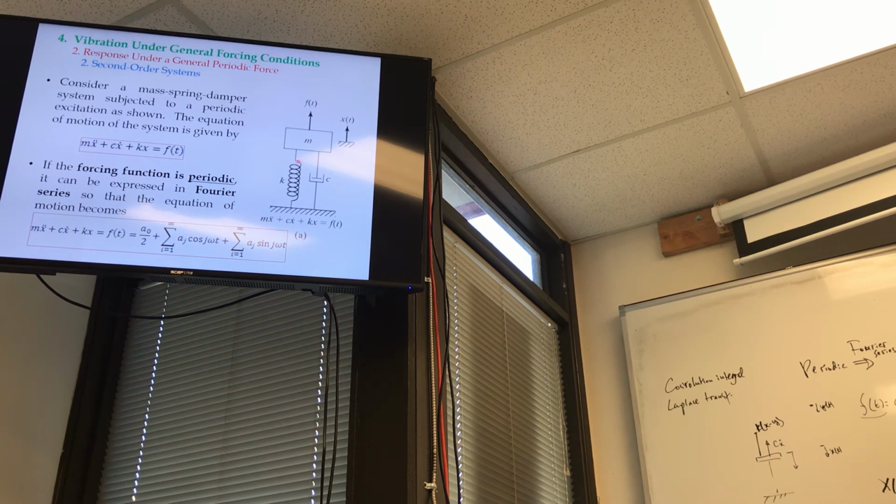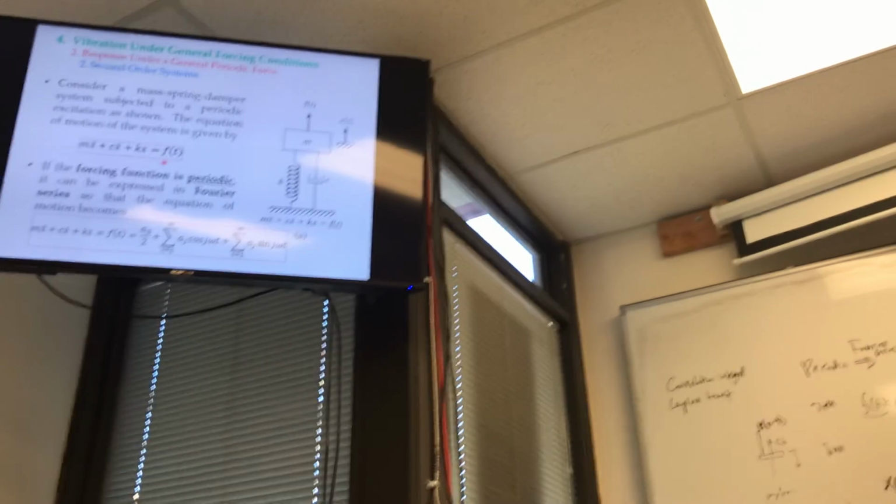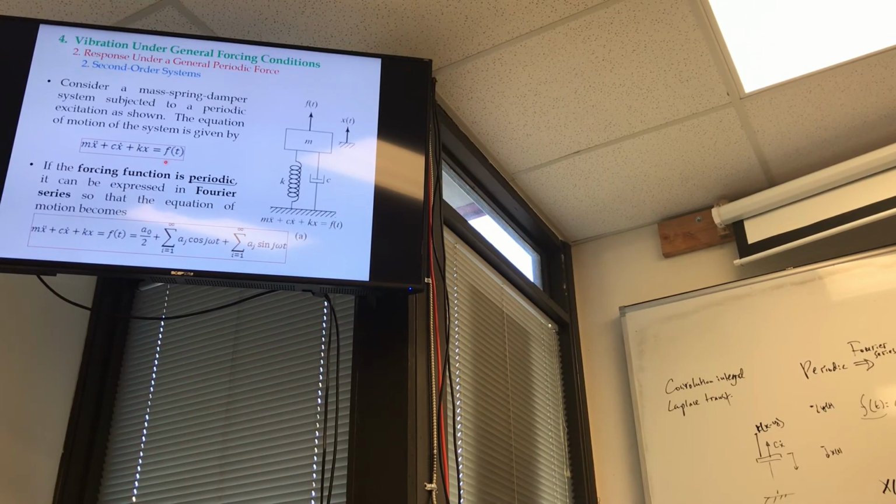this? Spring, mass, and damper, that is under the action of a force F of t. In this particular case, if this force F of t is not harmonic, it is just periodic, that means it can be rewritten in this particular form through the use of Fourier series. So it's going to be some average value plus an infinite sum of cosines and infinite sum of sines. Okay? So what do you do with that?